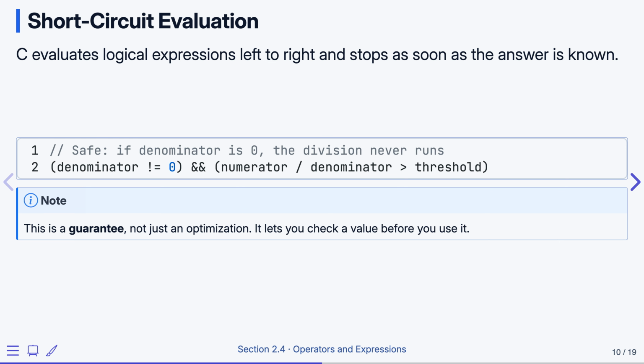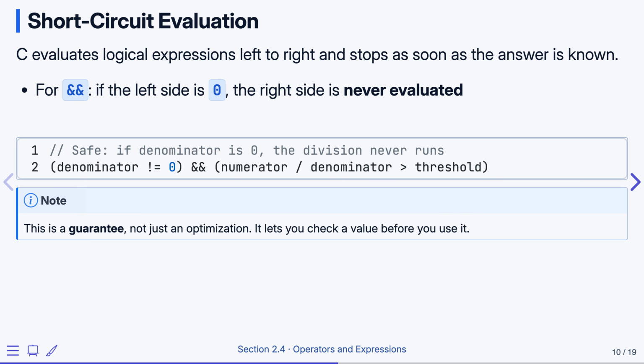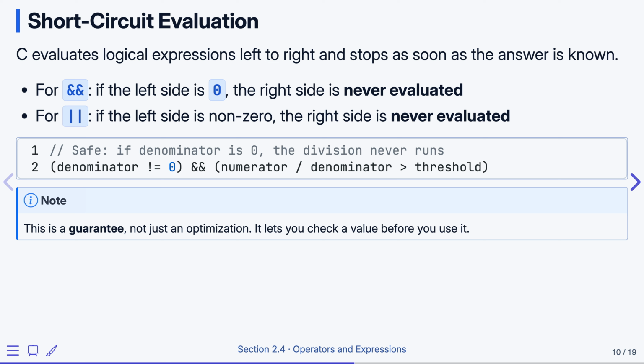Here is an important behavior called short-circuit evaluation. C reads a logical expression from left to right, and it stops the moment the answer is certain. For AND, if the left side is 0, the whole thing is already false, so C does not even look at the right side. For OR, if the left side is non-zero, the whole thing is already true, so C skips the right side. Look at the example.